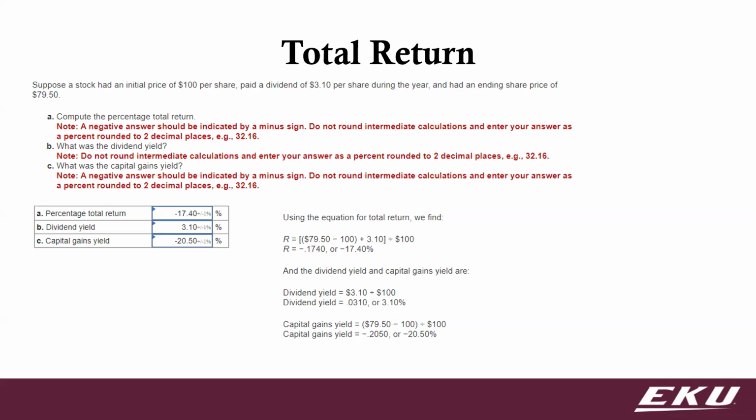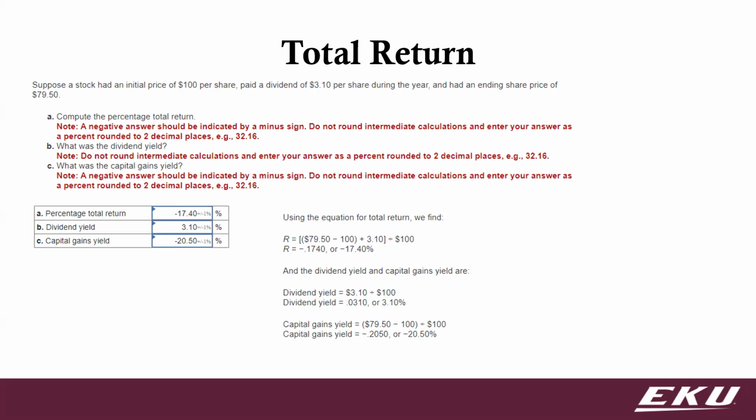So we have an initial price of the stock, and unfortunately, the price did decline to 79.50 from 100. But we did also get a dividend. And so they ask us, what is the total return? What is the dividend yield? And what's the capital gains yield?